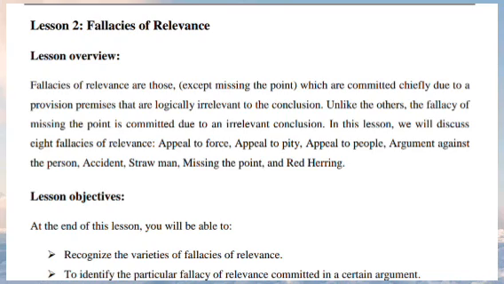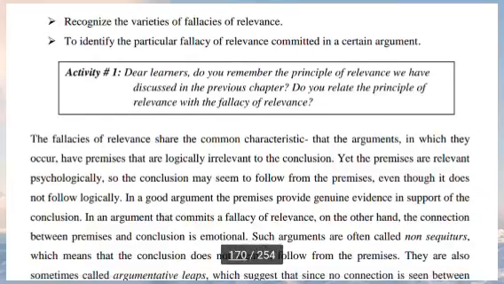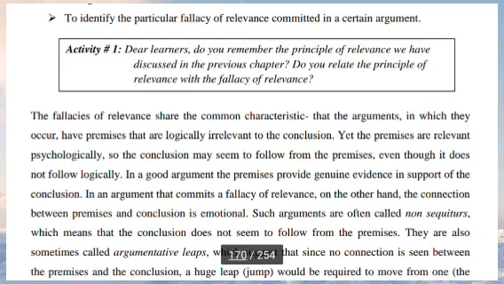So each contains different subgroups of informal fallacies. So we'll see each of them one by one. The first one is fallacies of relevance. Fallacies of relevance share the common characteristics that the arguments in which they occur have premises that are logically irrelevant to the conclusion.